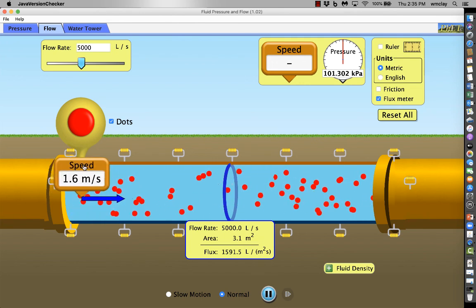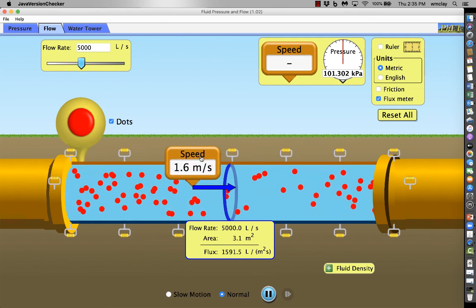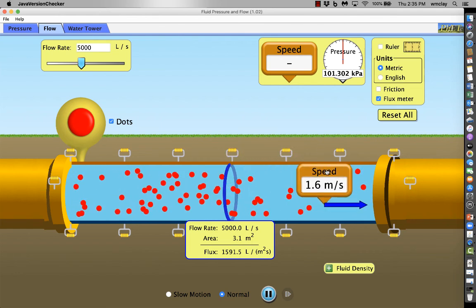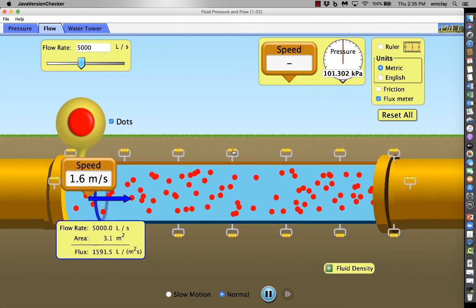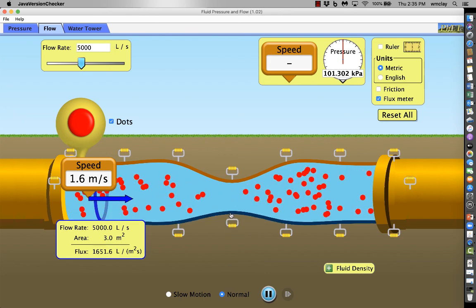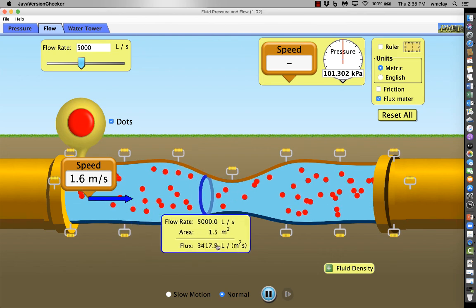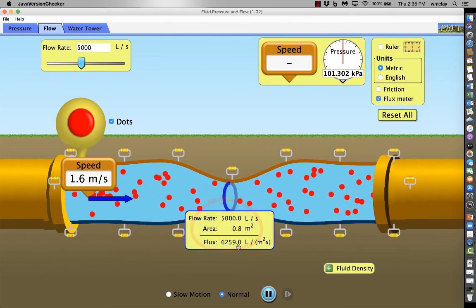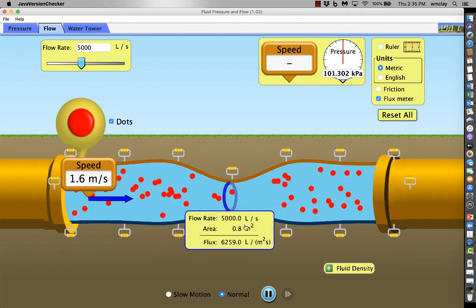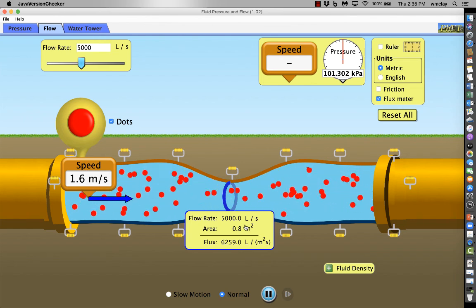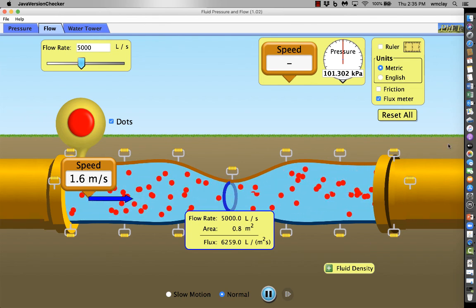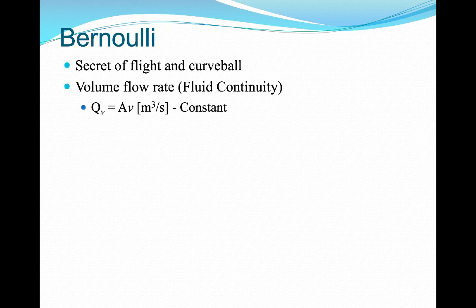But also note that the speed of the water is 1.6 meters per second everywhere in the pipe. Okay, that's not really any different. But if I squeeze the pipe here in the middle, as I go from an area of about 3 square meters down to an area of about 0.8 square meters, you can see that that volume flow rate has not changed. So one of the most important aspects about volume flow rate right away is that it is a constant value. And QV, a symbol that is often used for volume flow rate, is the product of the cross-sectional area and the speed of the fluid as it's going through.